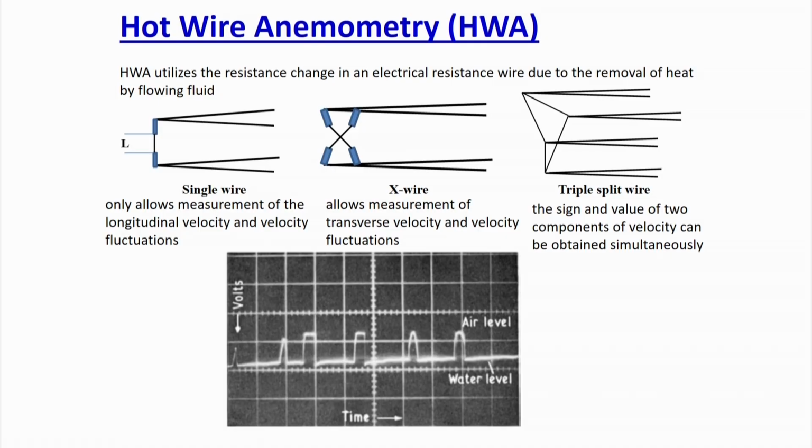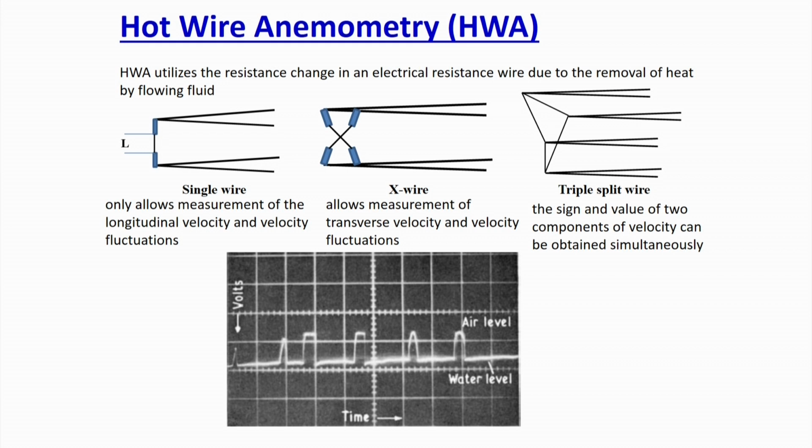And again I am telling you that most of our understanding of turbulence is generated with data obtained from the hot wire anemometer. Now, the same concept, in the late 1970s, people tried to use for multi-phase flow. In multi-phase flow, whatever I have said remains the same. You can use a single wire, an X wire, or a triple split wire, depending upon what kind of velocity components you have.